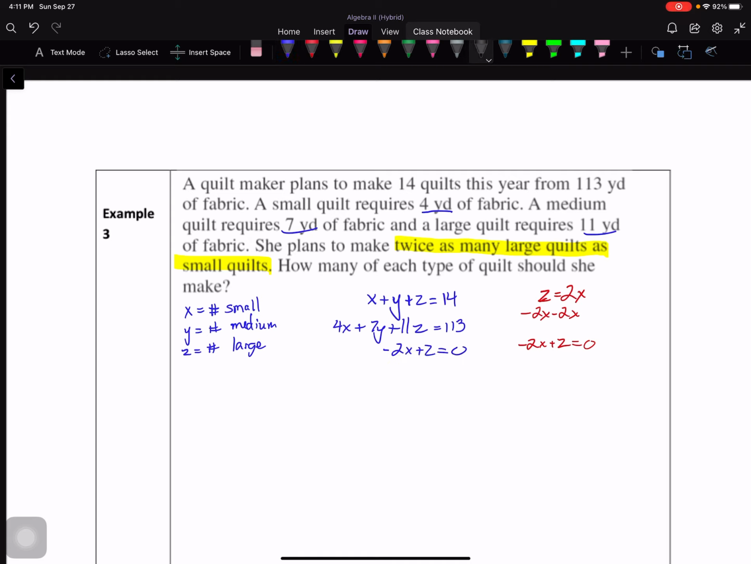And now we can set up our augmented matrix again. For the X's, we're going to have 1, 4, negative 2. If you look at all the coefficients in front of X. The Y's, we're going to have 1, 7. And you notice in this last equation there's no Y variable, so it means Y is 0. And then for the Z's, it looks like 1, 11, 1. Our answers were 14, 113, and 0. And again, once you watch that video on the calculator instructions, check it out. Let's see what we get for X, Y, and Z.